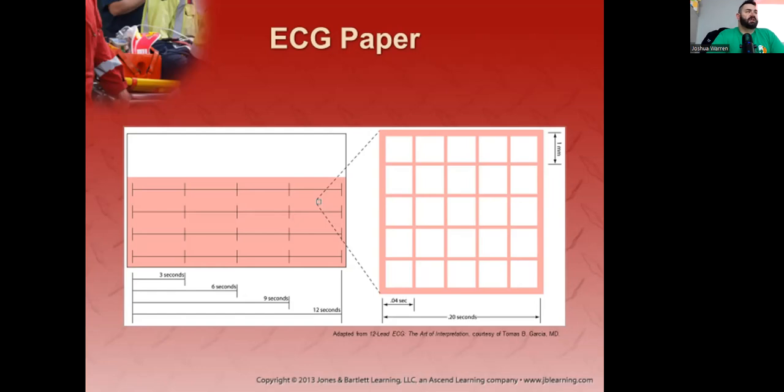Good reading, you're going to do a 6-second strip. You can get all you need from a 6-second strip. You can get rate, rhythm, quality, and then you can evaluate the presence of an infarct. When you hit 12 lead, it's going to give you that big long printout. So that's a whole other thing.